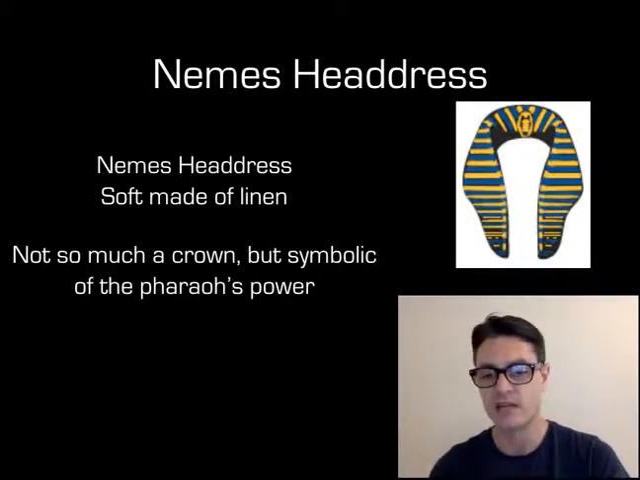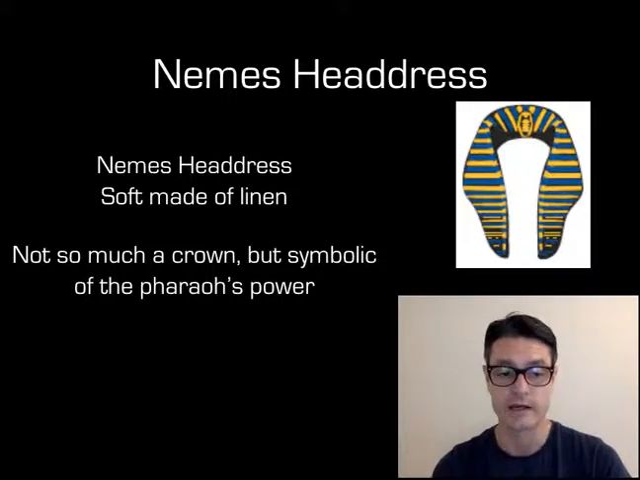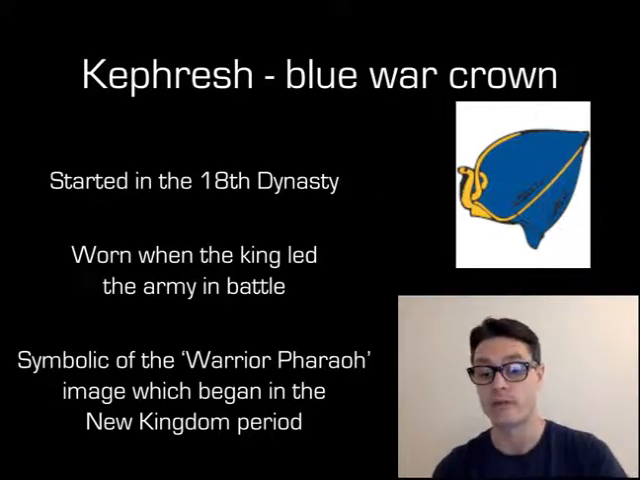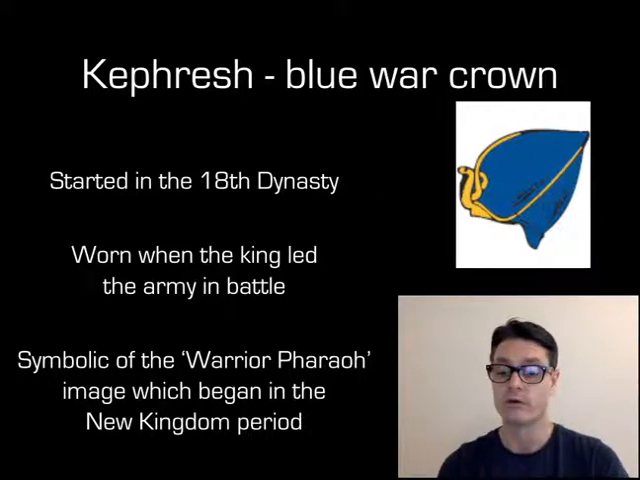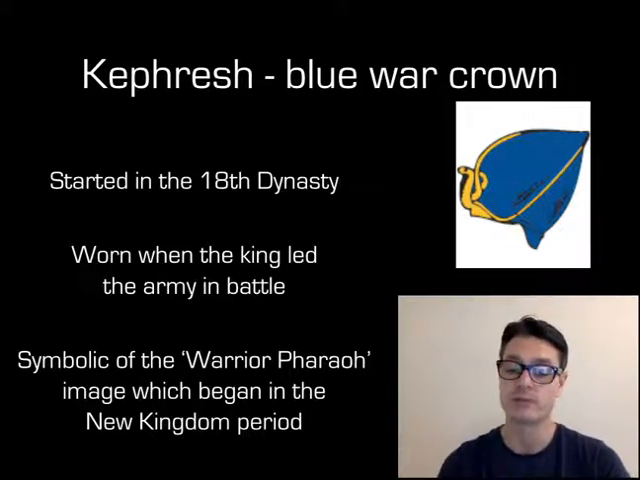So firstly, we have the Nemes headdress, which we probably mostly associate with the king Tutankhamun, and it's not really a crown, it's more a headdress, but it's symbolic of pharaonic power, and it was made of linen. Typically we can see in this one that blue and yellow colouring there. The next image we have is a crown. It's a blue war crown, and this is particularly important during the 18th dynasty, where the warrior pharaoh image came about, where the king was expected to be a great warrior who would lead his people into battle, and this is how the king would be depicted, wearing this kepresh, this blue war crown, when involved in military matters. So when we see the king depicted wearing this, then that indicates it's to do with the military.